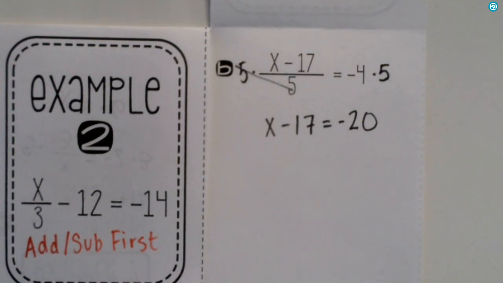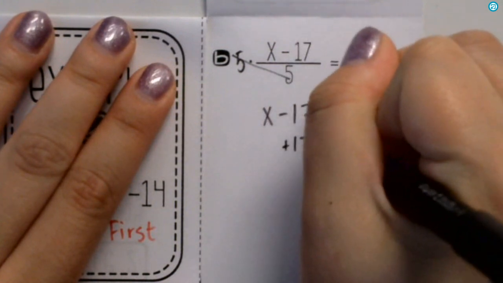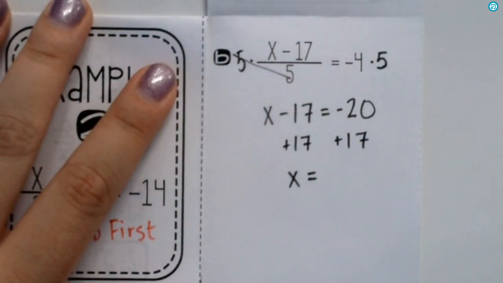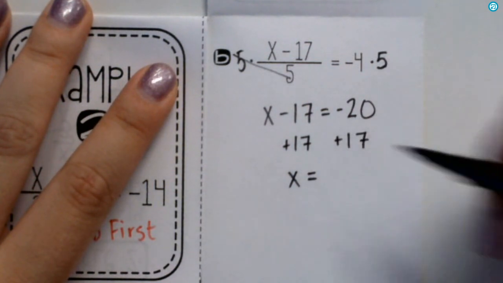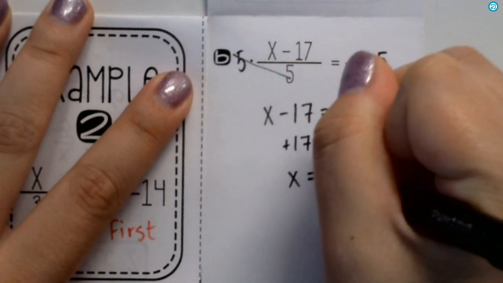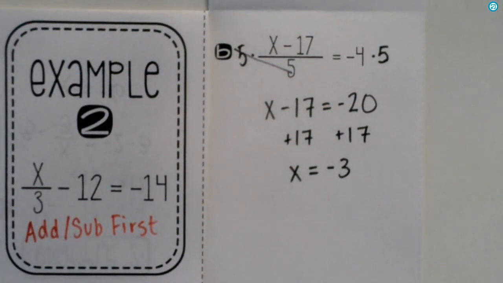Last thing that we need to do, get rid of that minus 17. So we'll add 17 to both sides. And we'll get x equals negative 20 plus 17. Negative 20 plus 17 is negative 3. I owe you $20. I only pay you 17 back. I still owe you 3. Okay. Any questions right now?